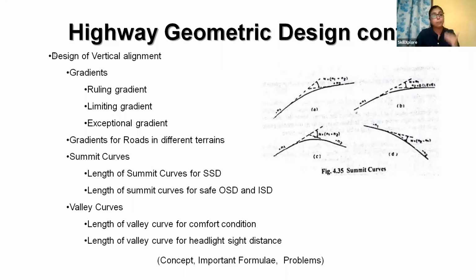And in summit curves itself, there is a set of formulae. It is also an important area. In summit curves, we have to check whether the length of the summit curve is less or greater than stopping sight distance. And again, the length of the summit curve is given for overtaking sight distance and intermediate sight distance. All these things will be discussed separately. Then for the valley curve, again, the length of the valley curve for comfort condition and the length of the valley curve for headlight sight distance condition. All these things we'll address separately, with the concept, important formulae and problems. All these things will be addressed one by one.